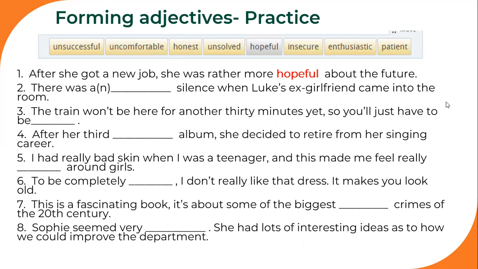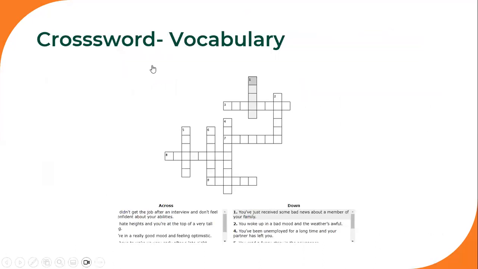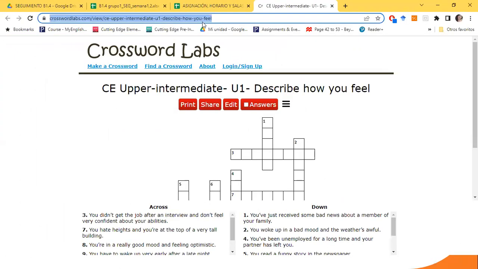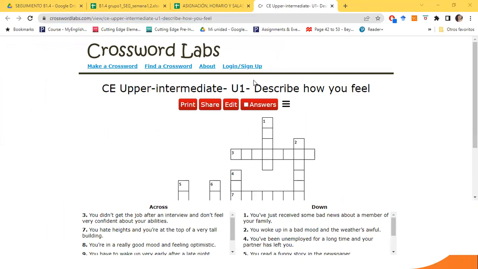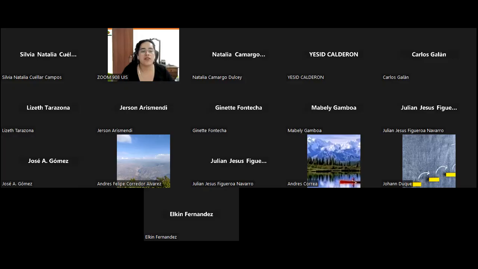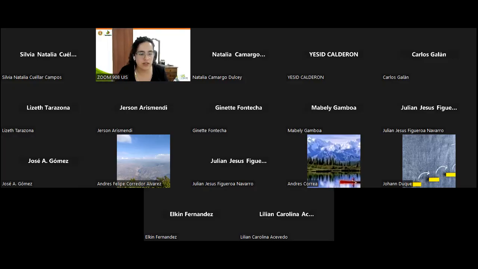Okay, very good. So next we have another activity, and this one is related to vocabulary from unit 2, okay? This vocabulary is to describe how you feel. Sorry, I wrote unit 1, it's unit 2. Let me show you. What page in the book can you find this vocabulary? Just give me a moment.